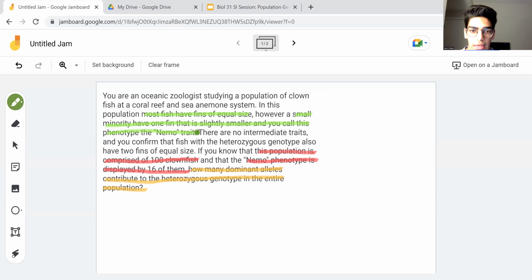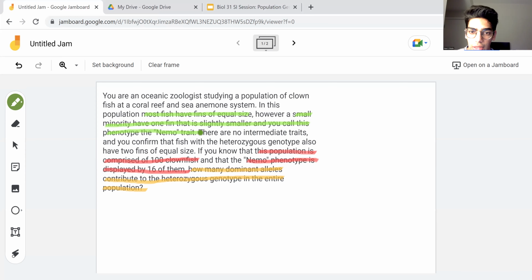So once again, now we have the recessive genotype, which is this minority that have one fin that's slightly smaller and one fin that's normal size. And we're also classifying this phenotype as the Nemo trait, and that's referenced in the actual information that's numerical, that the Nemo phenotype is displayed by 16 of these fish. And so genotype, phenotype, that distinction can be important if we're getting into some nuanced stuff.